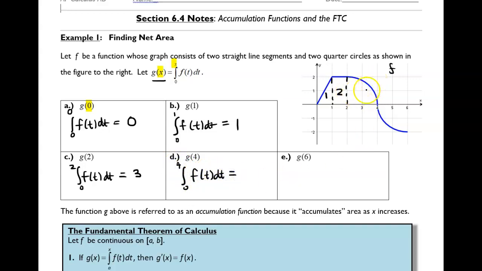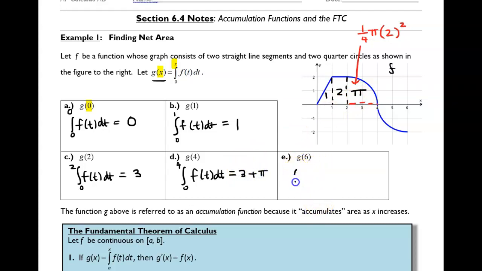So now I'm going to add on this quarter circle. Remember, the area of a quarter circle is 1/4 pi times our radius squared. Our radius here is 2, from our center to the edge. So 1/4 of 4 pi is just pi. So I have 1 plus 2 plus pi, that's 3 plus pi.